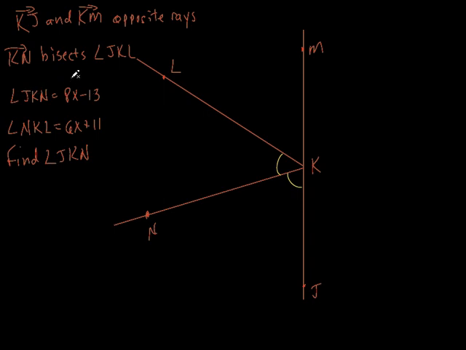Now look what else they say. Angle JKN, they say it's 8x minus 13. Well, let's find JKN. JKN, that's this one right here, isn't it? So this angle right here is what? 8x minus 13.